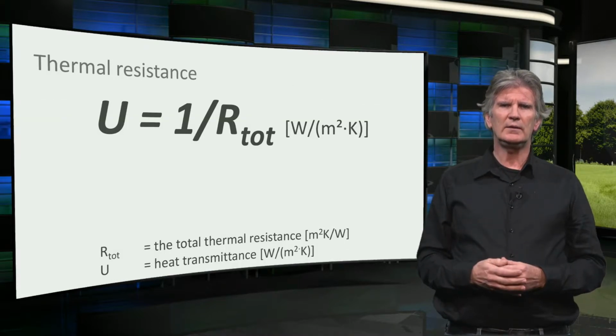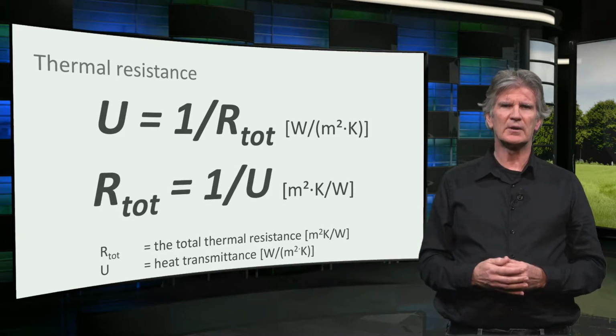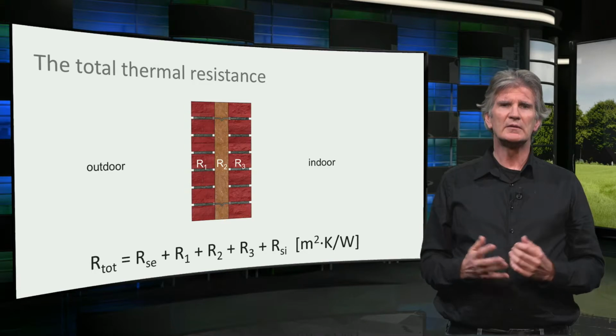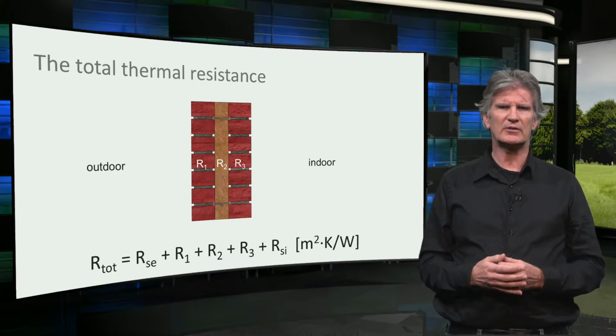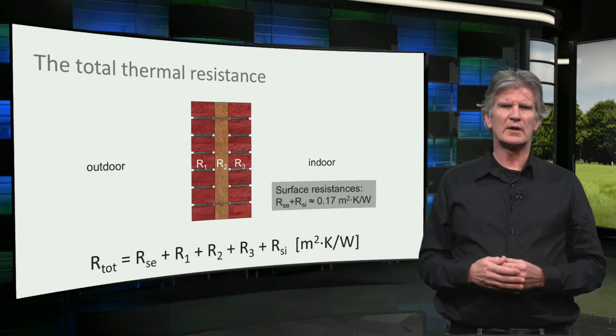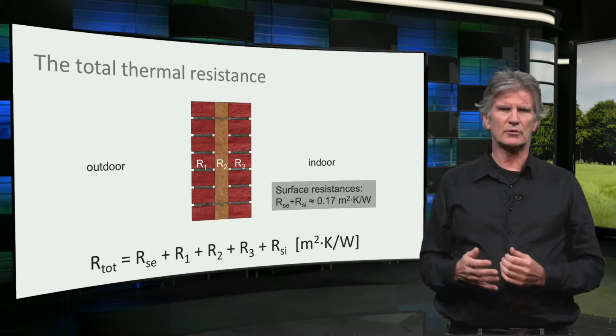The U value is 1 divided by the total thermal resistance of the construction. Or, vice versa, the total thermal resistance of a building element is 1 divided by the U value. The total thermal resistance of a wall is composed of the resistance of the individual layers with an extra resistance on the inner and outer surface, which we call the surface resistance. These surface resistances are determined by heat convection and radiation at the surfaces. We won't go into detail about the surface resistances. For now, it's enough to know that together they contribute around 0.17 to the total thermal resistance.